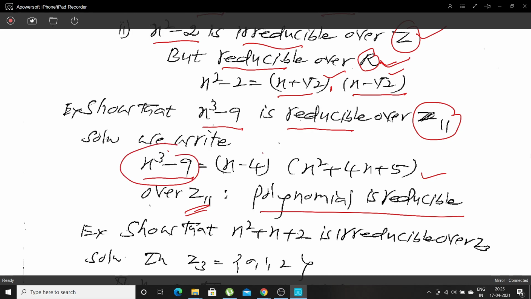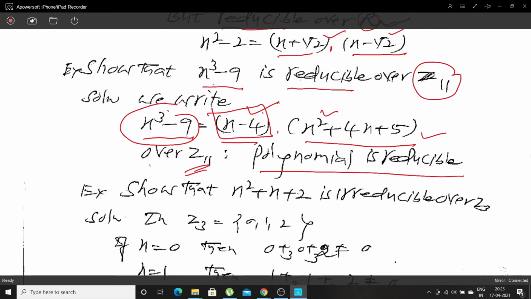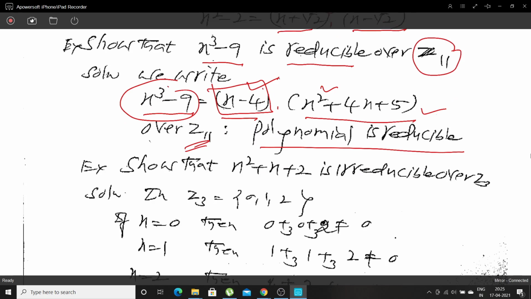We split this polynomial as x minus 4, that means a linear polynomial, into what? A quadratic polynomial. That means a polynomial of higher degree into the lower form. This is the first polynomial of degree 1, that is a linear polynomial, and this is a polynomial of degree 2, that means a quadratic polynomial. Now I will take an example which is irreducible over integers modulo 3.